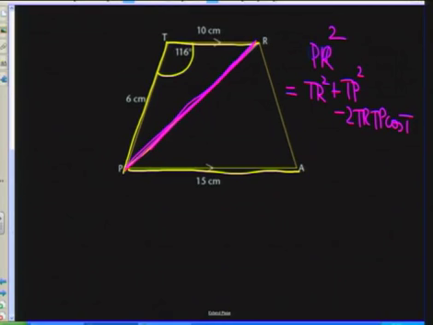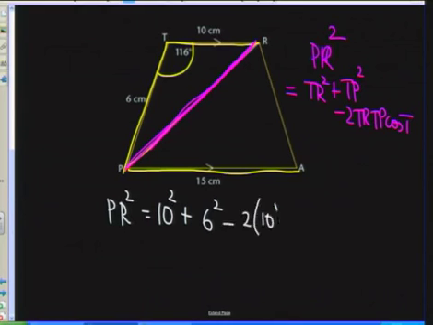So you'll see that that side is actually opposite the known angle. Once you've got that, you can then just substitute in. So I'm going to do the substitution over here. We're running out of space there. So PR squared is equal to 10 squared plus 6 squared minus 2 times the 10 times the 6. While you're writing it down, you're making sure that they're the same, times cos of 116.